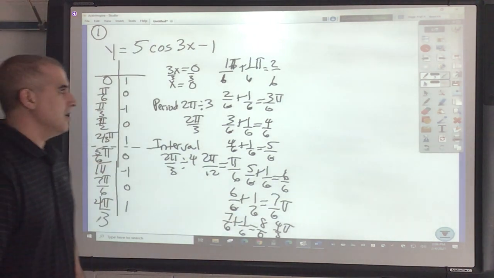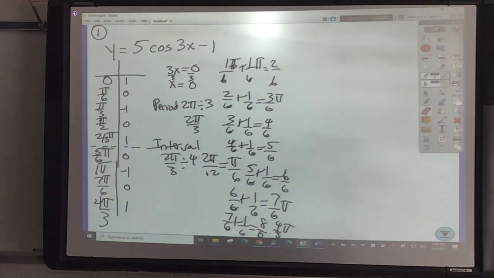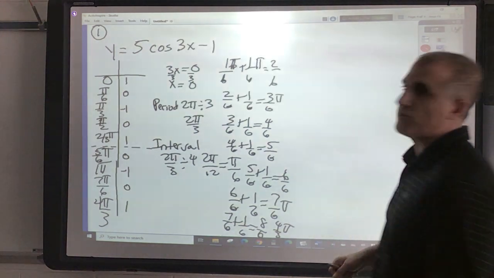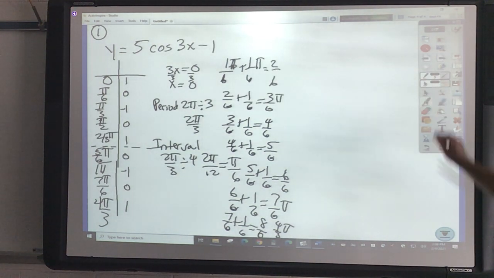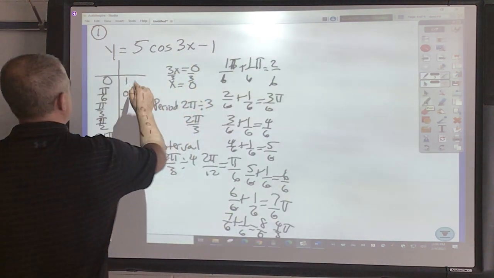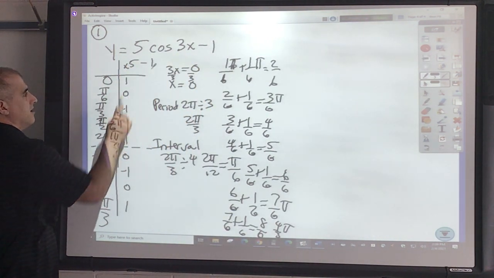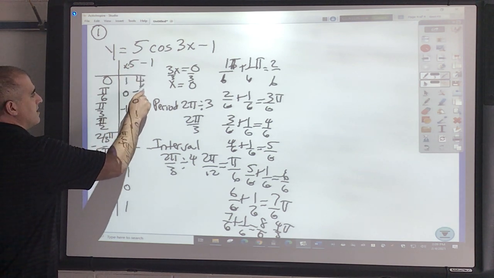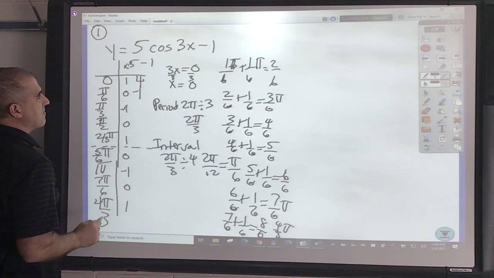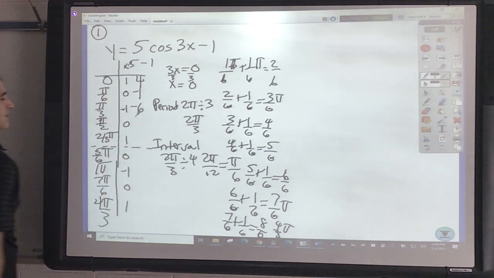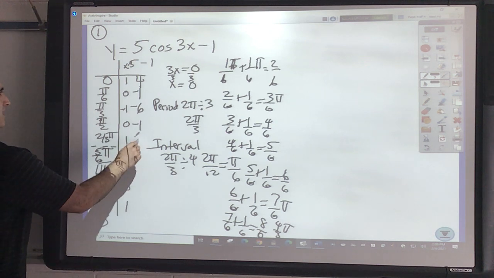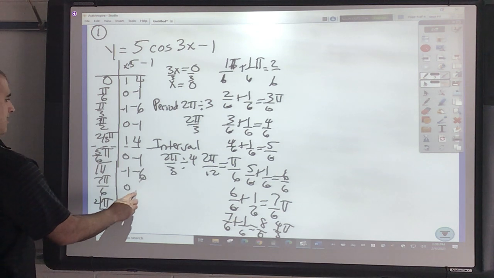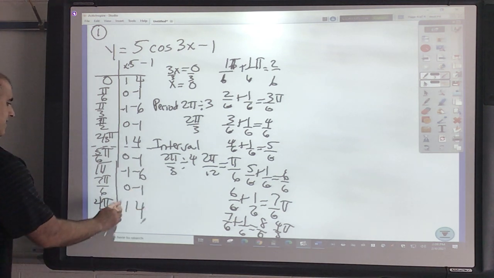Now, the question is, what are we going to do with the values? We're going to do a couple things. That -1 is now going to come back into play. So what I'm going to do is multiply by 5 and then subtract 1. So 1 times 5 would be 5, minus 1 would be 4. 0 times 5 would be 0, minus 1 would be negative 1. 5 times negative 1 is negative 5, minus 1 would be negative 6. And now I'm just repeating that pattern.